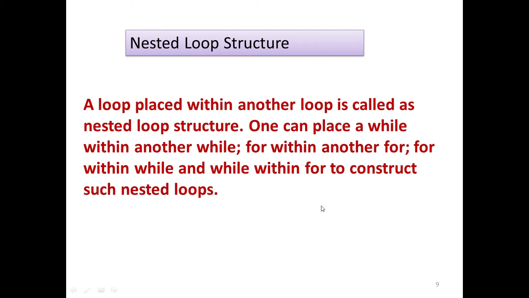The nested loop structure is a three mark question. A loop repeated within another is called nested. For example, if you write a while loop or for loop, more than one loop in our Python program, we simply say nested loop. One can place a while within another while, for within another for, for within while and while within for to construct such a nested loop. For example, based upon the statement, the loop structure can be explained here.